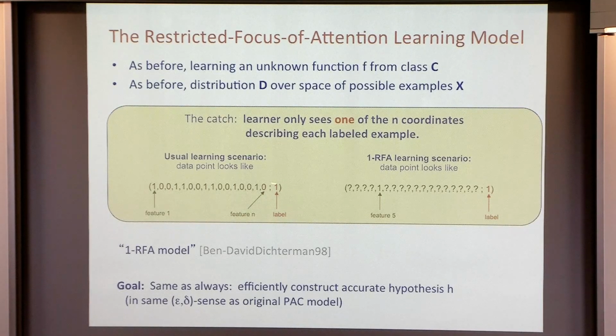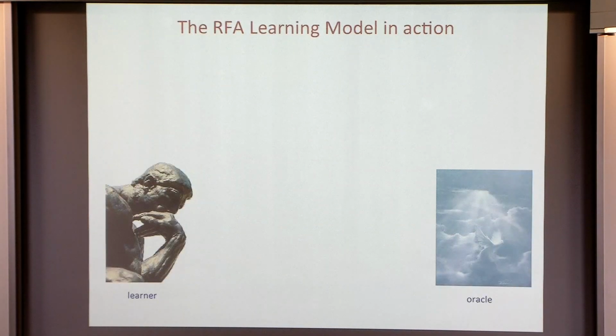In the usual scenario, we would get to see the entire n-bit string and then the label. In this 1-RFA learning scenario, you get to see 1 of the n coordinates as well as the label. So much, much less information is available to the learning algorithm. But we want to do the same thing we were trying to do earlier: come up with a high accuracy hypothesis H with high confidence.